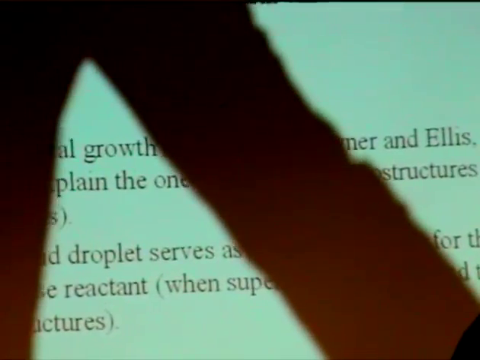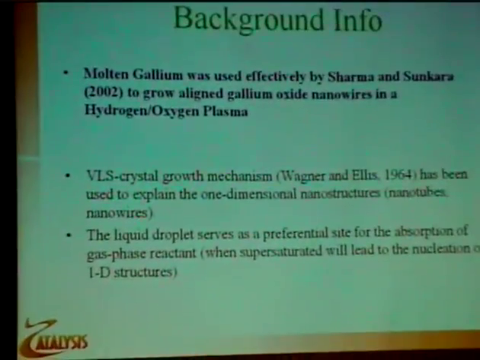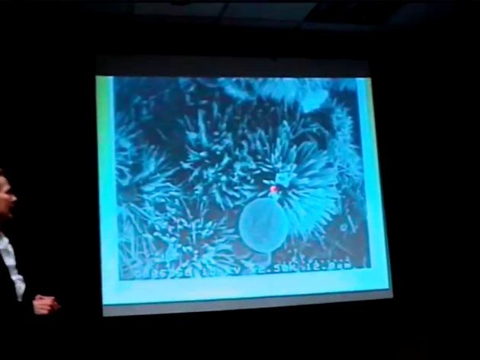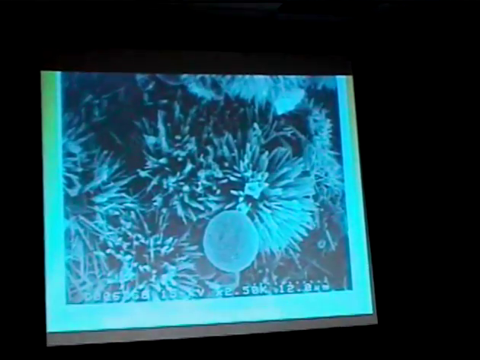Here are the slides already. What I would like to say at the beginning is that the work we will show is based on some preliminary work performed at the University of Louisville, where Mahendra and Shashank were successful in forming aligned gallium oxide nanowires in a hydrogen-oxygen plasma. And when they said that they formed aligned, I'll give you some idea here. This is what they meant by aligned. It almost looks like hedgehogs.